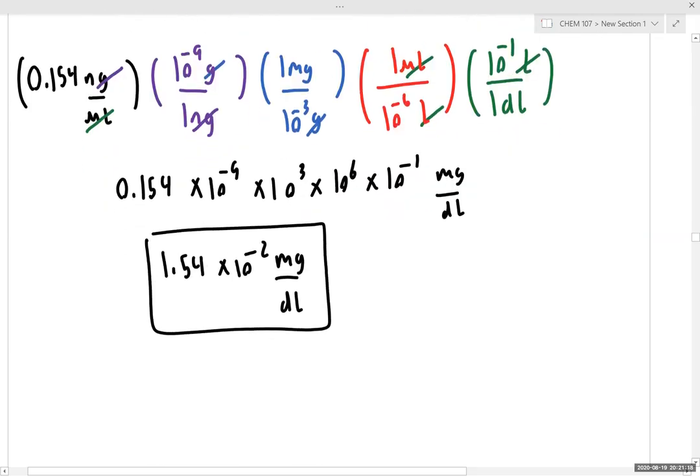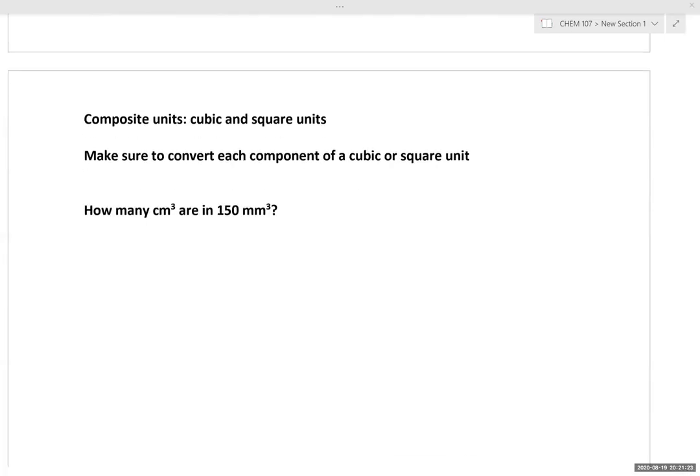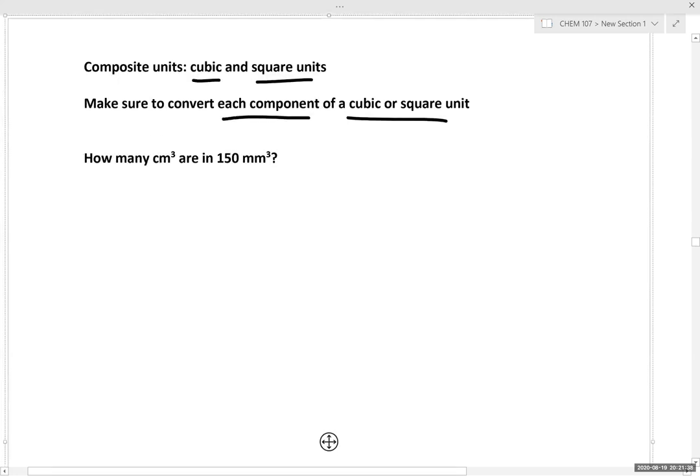Okay, so let's look at another type of composite unit, and these composite units are known as cubic and square units. Now, the only thing you need to be careful of with cubic and square units is that you need to make sure you convert each component of a cubic or square unit. So in this case, we're asked how many centimeters cubed are in 150 millimeters cubed. So our starting unit is 150 millimeters cubed.